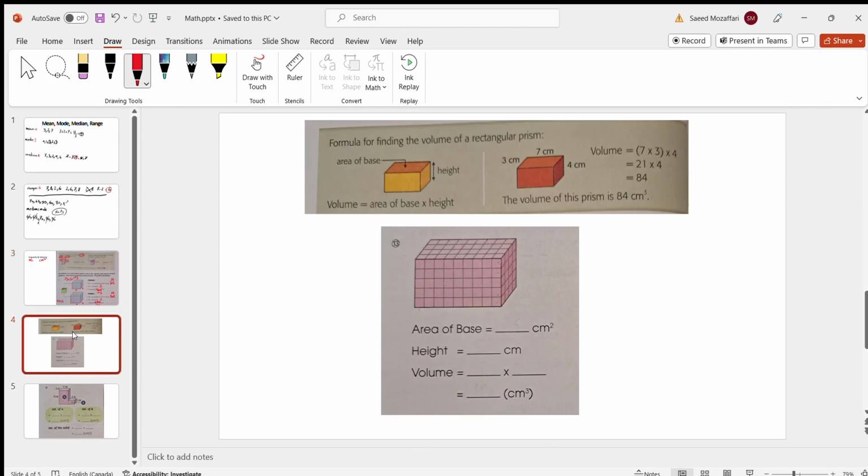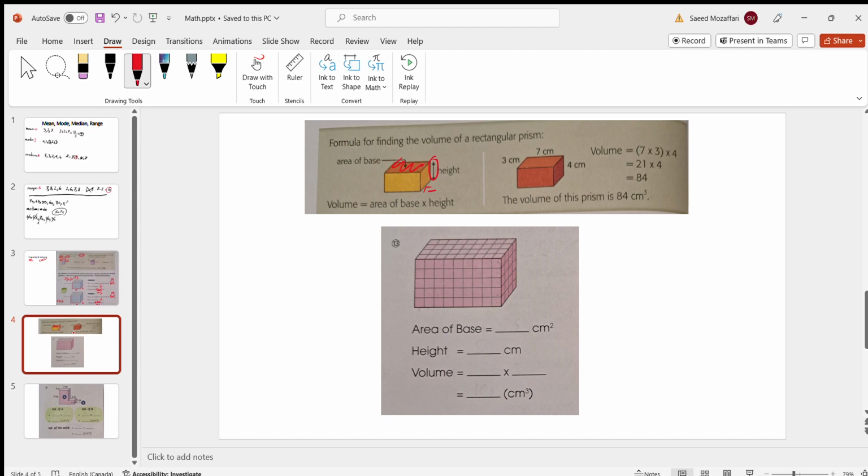The formula for finding the volume of a rectangular prism. Area of base. The area of base is the top and the bottom. It doesn't really show, but it's the top and the bottom. So here, this is the height. Volume equals area of base times the height. Well, they don't really count the bottom, but the area of base is the bottom too, but they just count the top. Be careful of that.